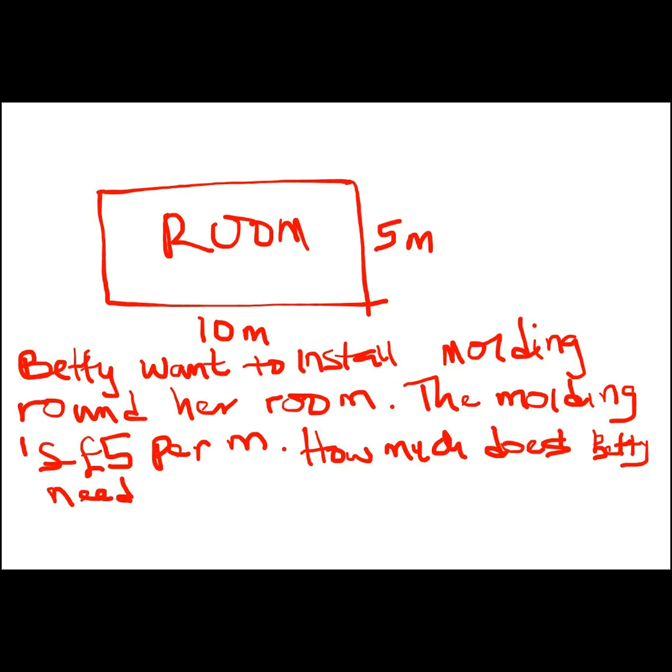So look at this question now. This is actually Betty's room. Betty wants to install molding. You get it? The molding is going to go this way, around our room. Molding is normally what you put at the edge of the carpet. So the molding will go around our room. The molding is £5 per meter. So how much does Betty need?